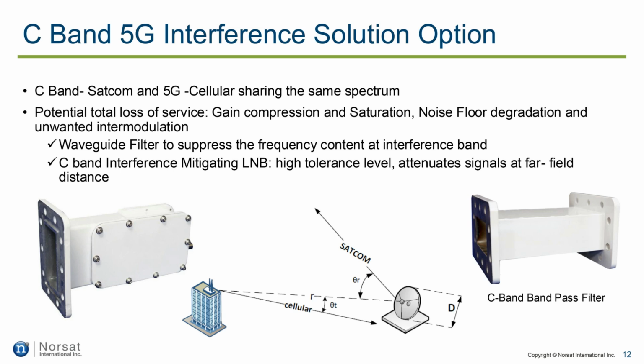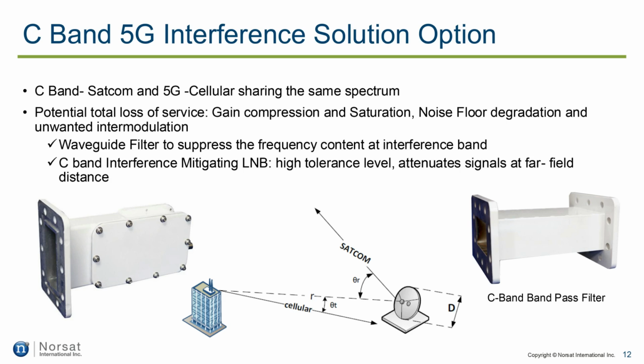Gain compression and saturation. This occurs when the receiver is overwhelmed by strong signals, reducing its ability to process weaker signals. Noise floor degradation. The background noise level increases, making it harder to distinguish the actual signal. Unwanted intermodulation. This creates additional, unwanted frequencies that can interfere with the desired signals.